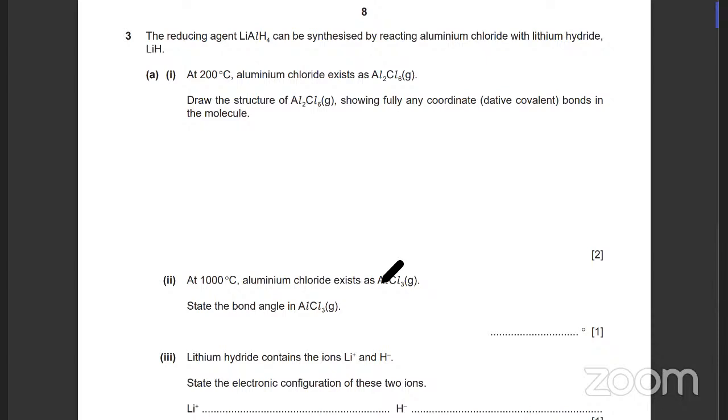Now, the reducing agent LiAlH4 can be synthesized by reacting aluminum chloride with lithium hydride, LiH. At 200 degrees centigrade, aluminum chloride exists as Al2Cl6. Draw the structure. So that is the coordinate bonds that are formed. You've got an AlCl3 molecule, and you have another AlCl3 molecule. The Cl has lots of lone pairs, and aluminum has an incomplete octet, so they would join together and end up forming a dative bond.